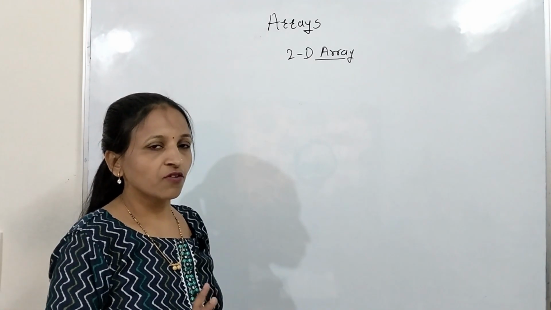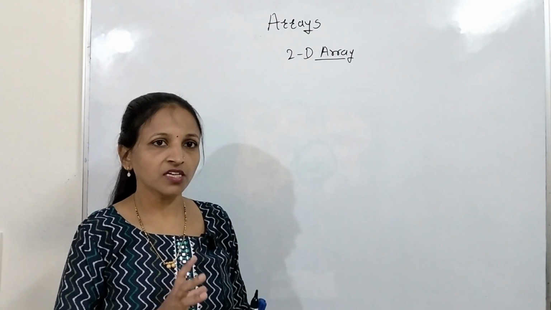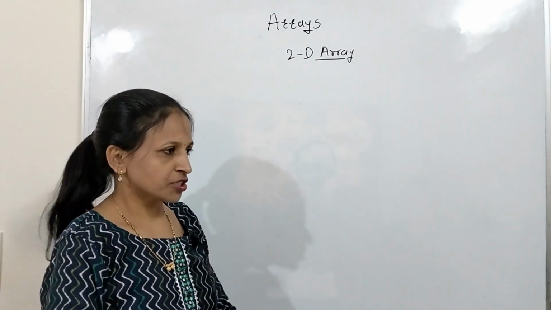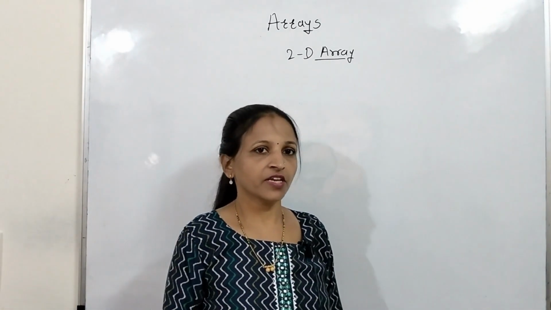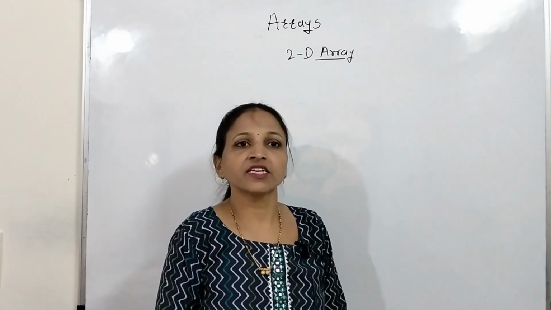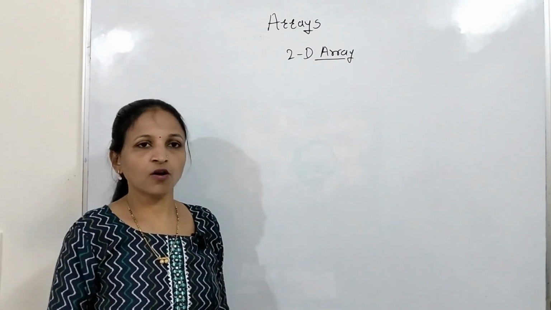Here, see, I want to store marks of 30 students of any test, any particular subject. Then how can we do that? Instead of declaring 30 different variables, we can declare only a single array of size 30. Consider all marks are of type whole numbers. Then how to do that?